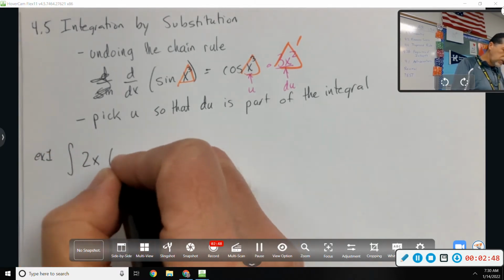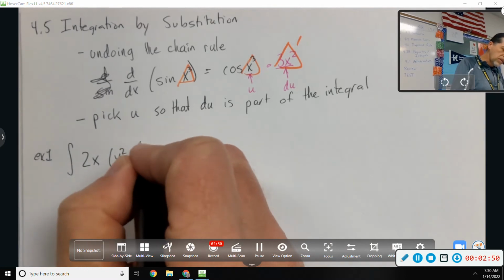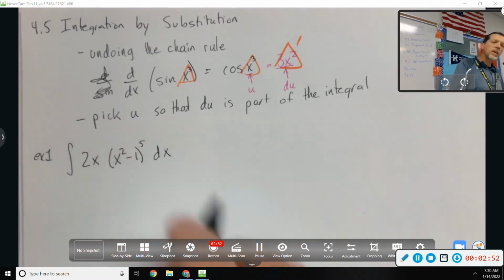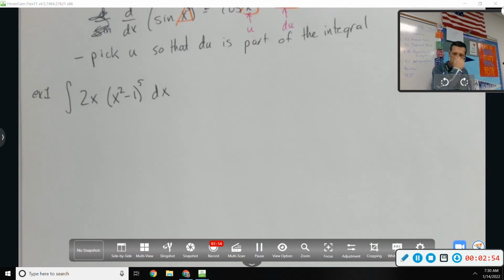Integral of 2x times x squared minus 1 to the 5th dx. And again, I'm thinking chain rule because I can't integrate the pieces. A few of you tried to do that on some of those where you had to do algebra first. You can't integrate pieces. You got to integrate kind of the whole thing at once.